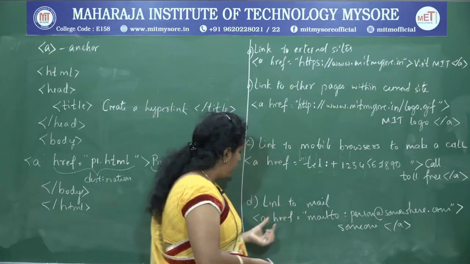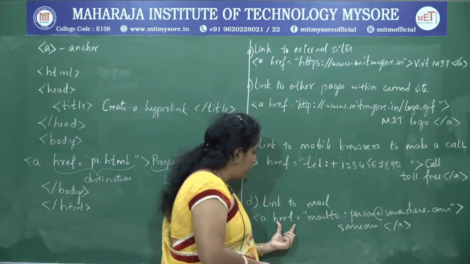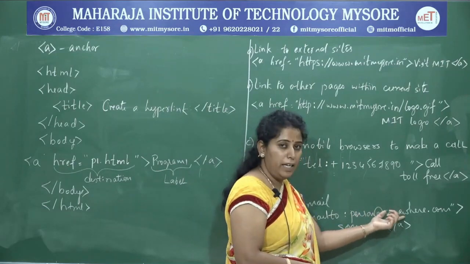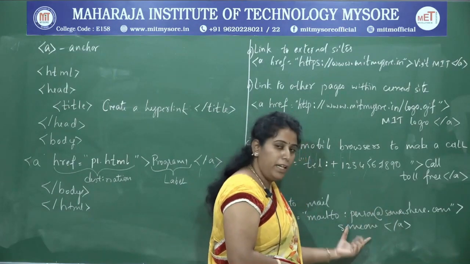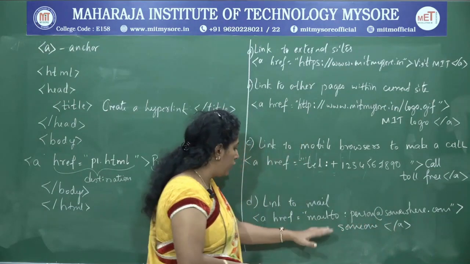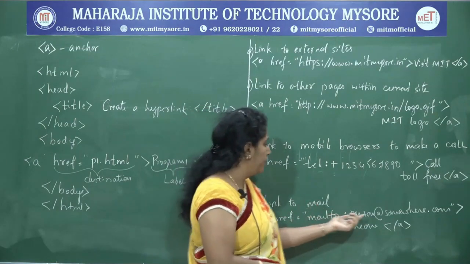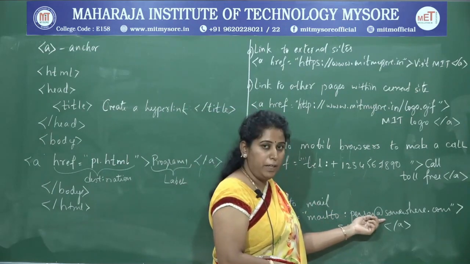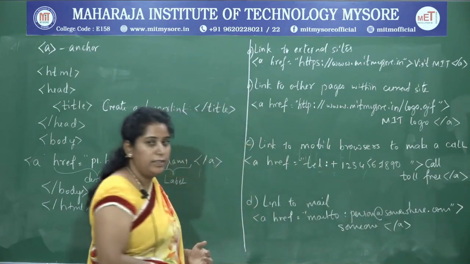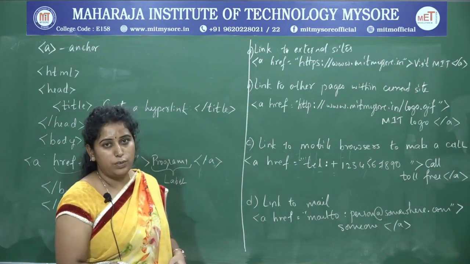Next is link to mail. It means using this tag, you can also directly create a mail. How? In the hypertext reference, for whom you want to send a mail, that person's mail address will be provided here, and the label name can be anything you wish. Finally, close the tag. Once you execute this statement, it redirects you to compose a mail to the recipient named here. So this is how an anchor tag can be useful for accessing resources.